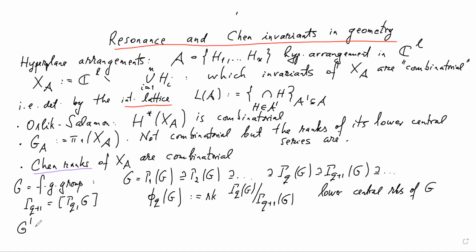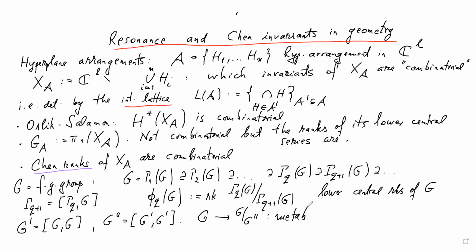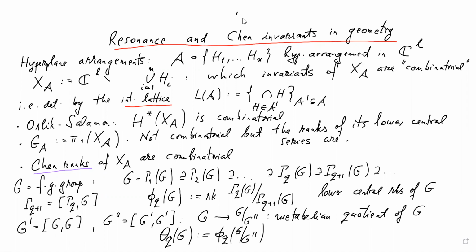So first of all, you consider G prime, which is gamma 2, which is the derived group. And then you can derive again. So this is G prime, G prime, G double prime. And then you replace G by G divided by G double prime. So this is called the metabelian quotient of the group. And then here is the definition. The Chen rank is denoted by theta. Theta of G is per definition the lower central rank of the metabelian group. So this is the definition.